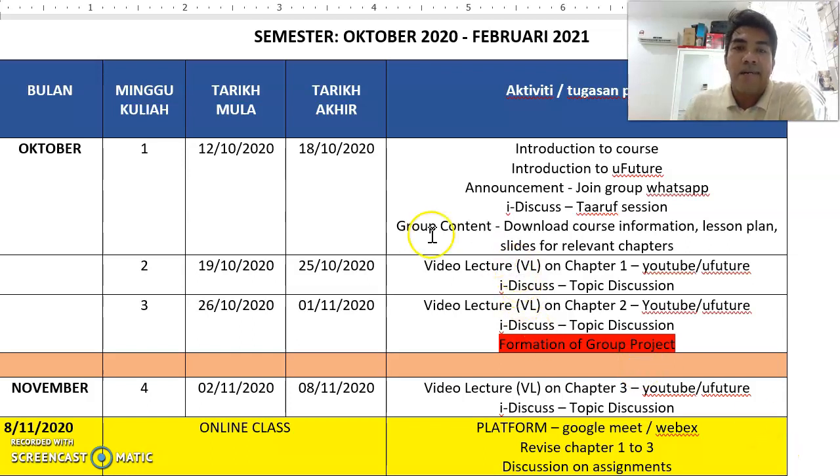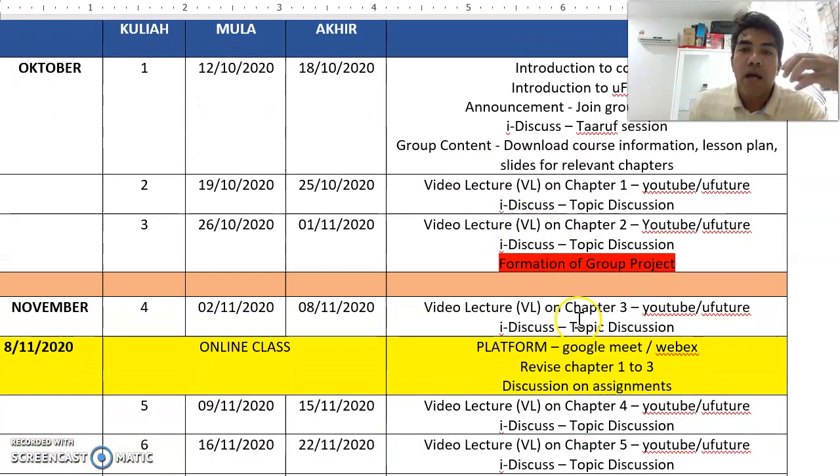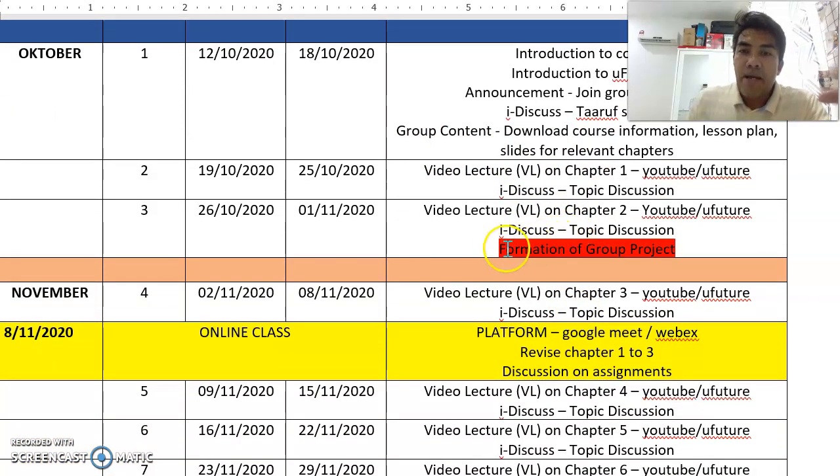And then yang ni sangat penting sebab apa? Sebab dalam ni saya dah identify in terms of apa yang kita perlu buat. Yang merah ni adalah for the group project, formation of the group project. By week 3 saya tahu kita dah ada group. And then you guys can start to work on identifying a particular company for your group project.